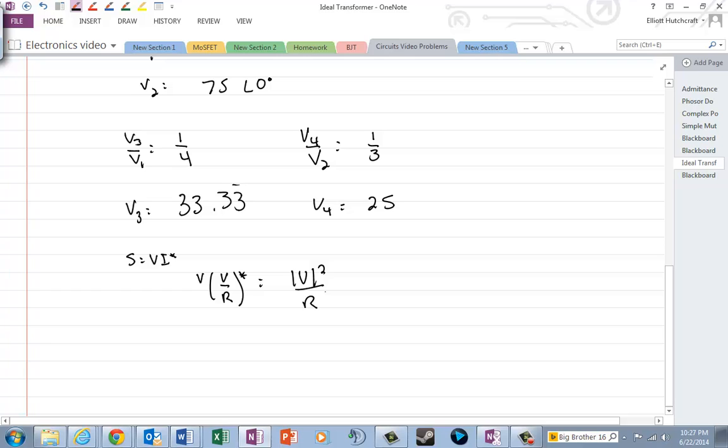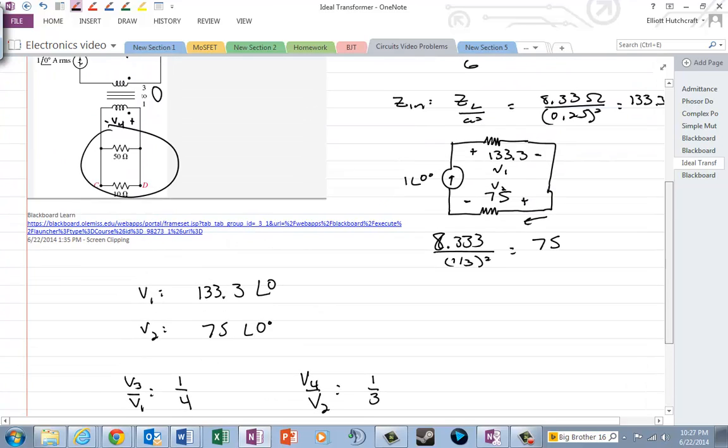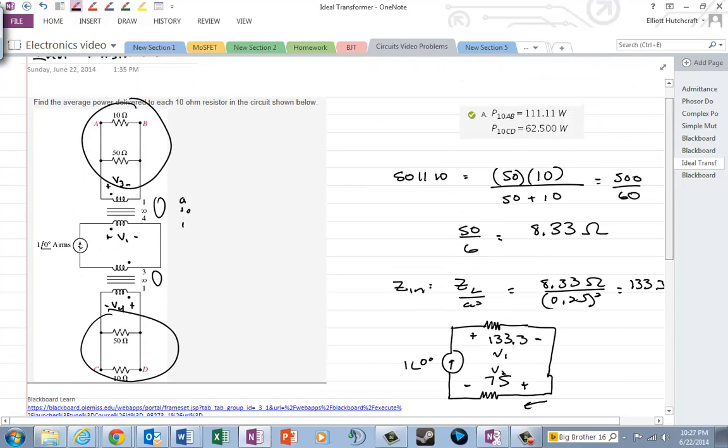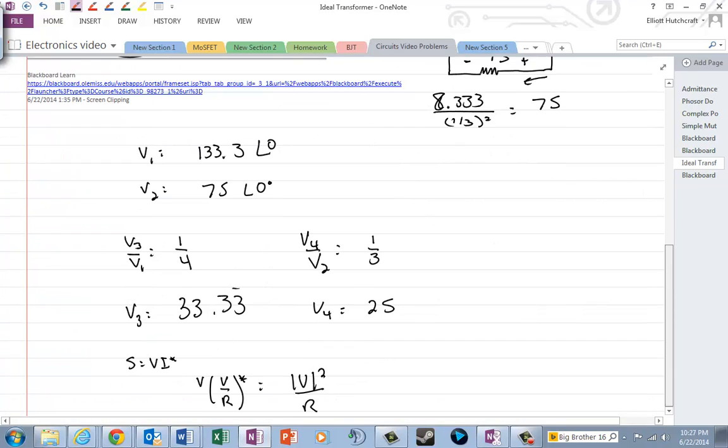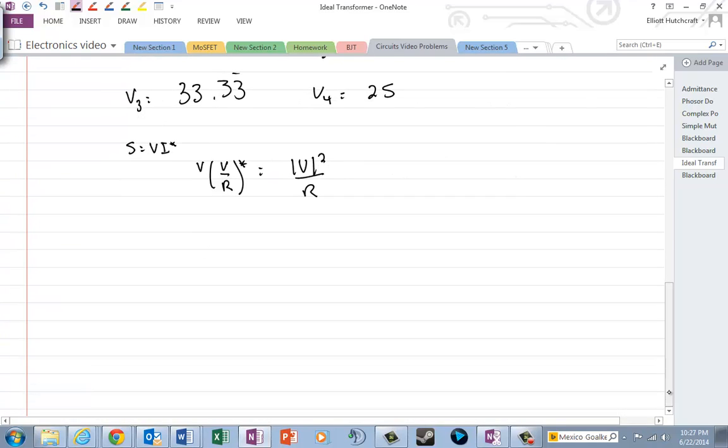Okay, so for us, we're going to have, for the 10 ohm at the top, and the reason I've done it with voltages is, notice these two resistors, the 50 and the 10 ohm, in both the top and the bottom are in parallel, so they have the same voltage across the 10 ohm resistor. And so I'm going to say S10 top is equal to magnitude of V3 squared over 10.